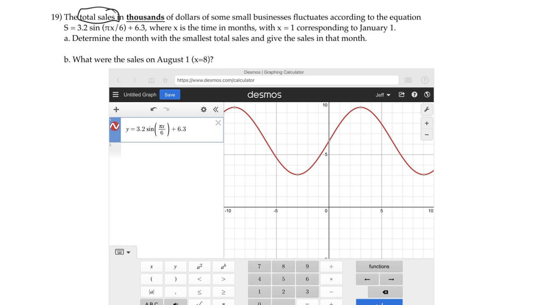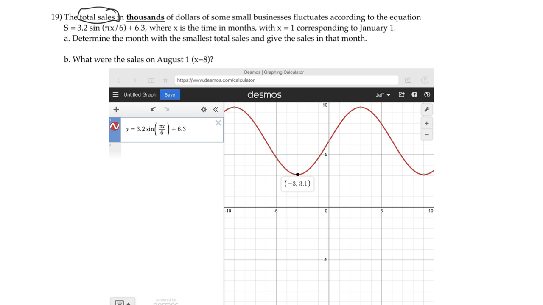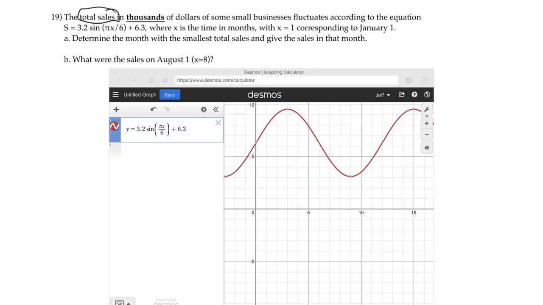Now I have to read some information off. Determine the month with the smallest total sales. That'd be the lowest number right there. Oh, that's a negative number, I wouldn't want that one. This one here, so the 9th month. So September would be the lowest amount of sales, and the sales would be 3.1. Up here they say in thousands of dollars, so 3.1 thousand. If you multiply that, you could say the sales that month would be 3,100.